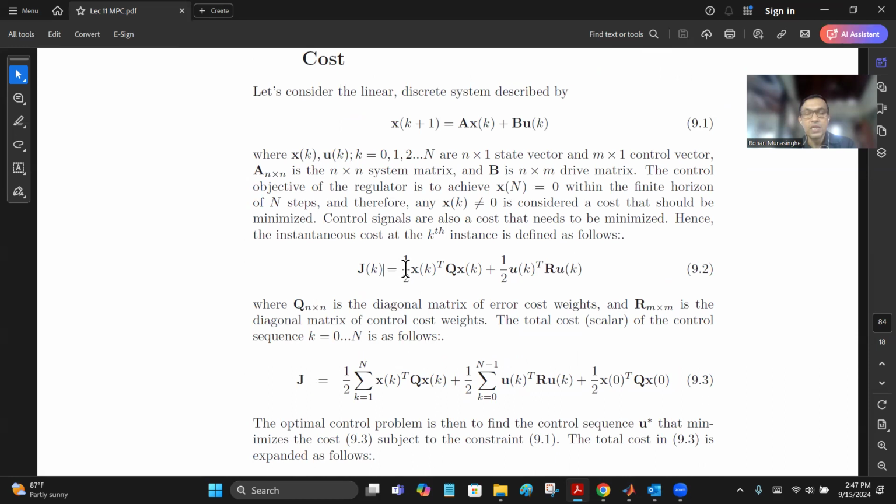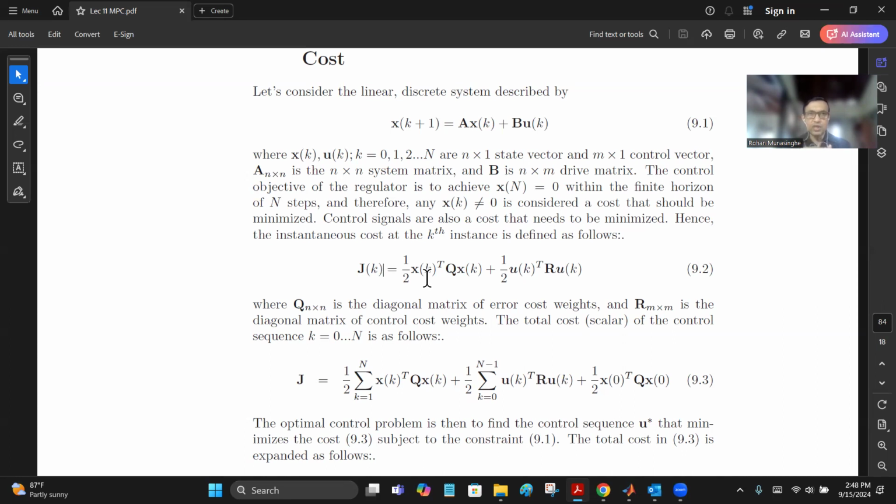So this is half x_k transpose Q x_k. What is that? For the moment, remove Q, the diagonal matrix in the middle. So it is x_k transpose x_k. That is all state variables as a row multiplied by all state variables as a column, so it is element-wise multiplication. You get x1 square plus x2 square plus x3 square. This is the square sum of all of the state variables. That is the state cost actually.